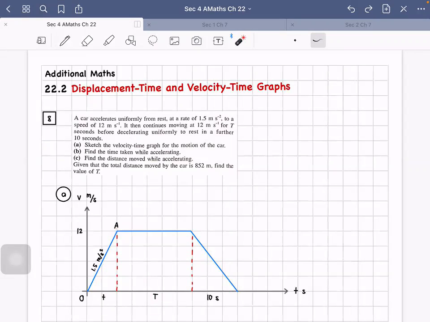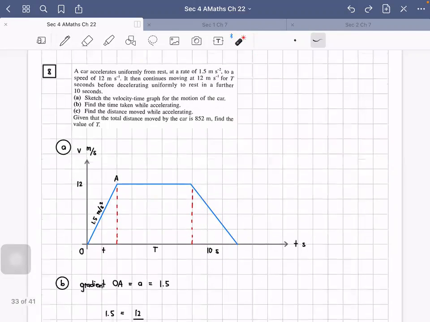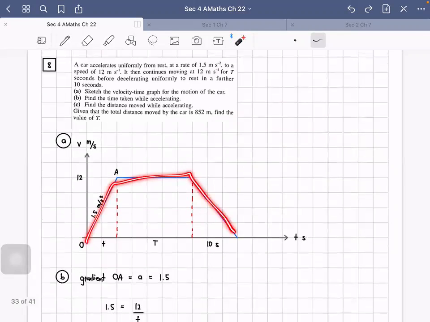And then after t seconds, it decelerates. For 10 seconds, it goes slower and slower until it reaches a full stop here. So this is the travel of the car. The blue line is the sketch of the velocity-time graph there.